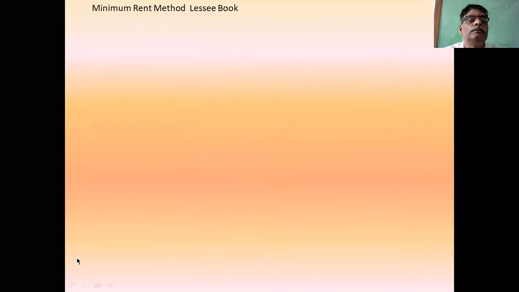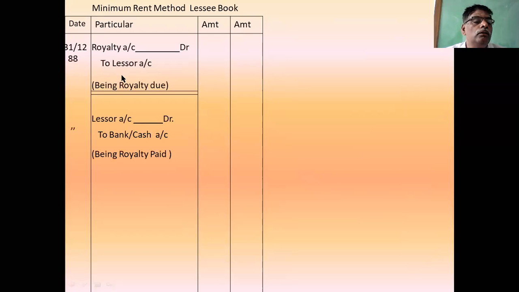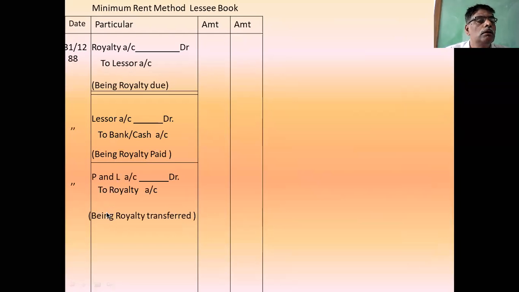The next is last year. In the last year, date 88, 3 entries. Royalty account debtor to lesser account. Second entry, lesser account debtor to bank account. Third entry, P&L account debtor to royalty account. These are the 3 entries last year.